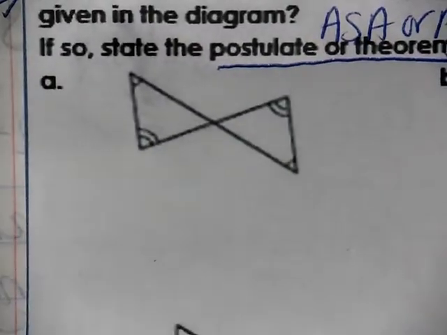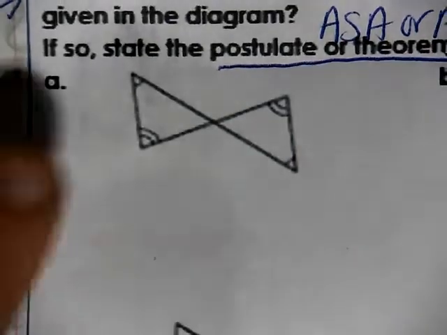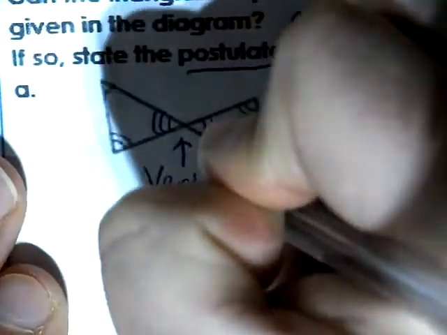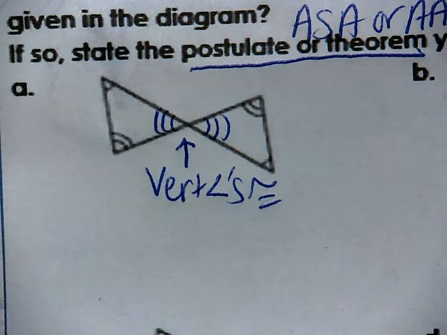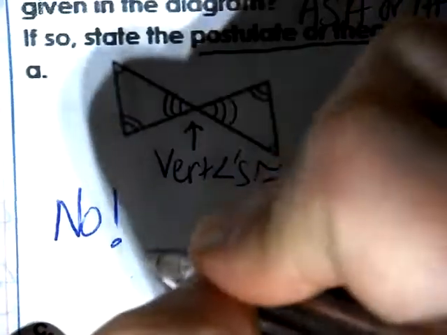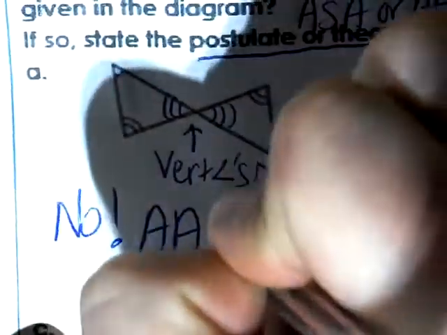In letter A, I do see two angles that are congruent to each other. And I also see that we have vertical angles. We know that vertical angles are congruent, so I'm going to mark that up. But I have absolutely no information about sides. I don't know anything about midpoint at this point. And so based on the given information, I cannot prove that these triangles are congruent, because this is an example of angle, angle, angle.